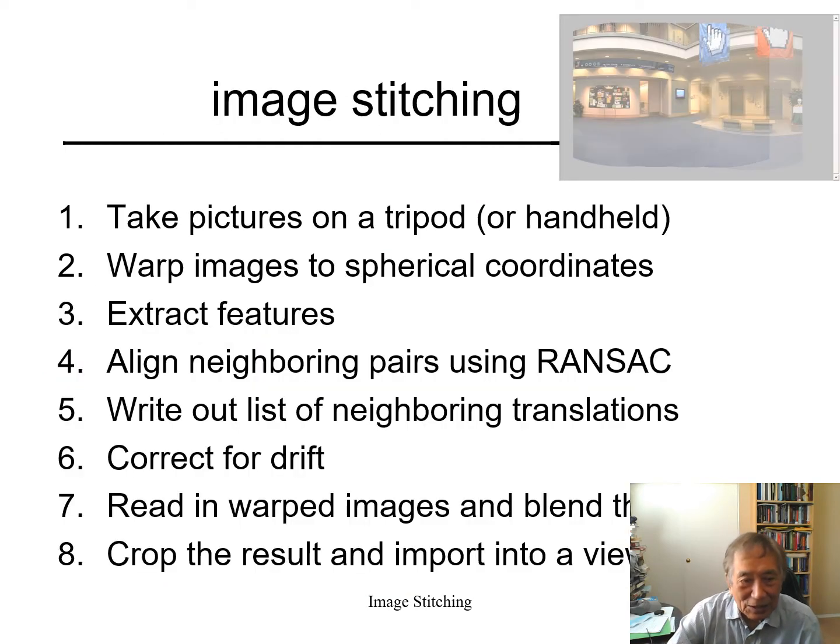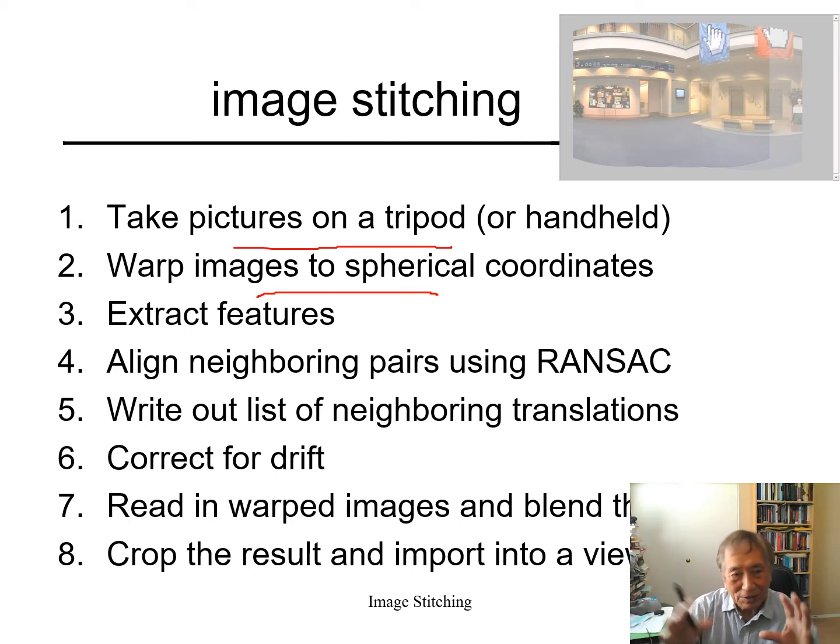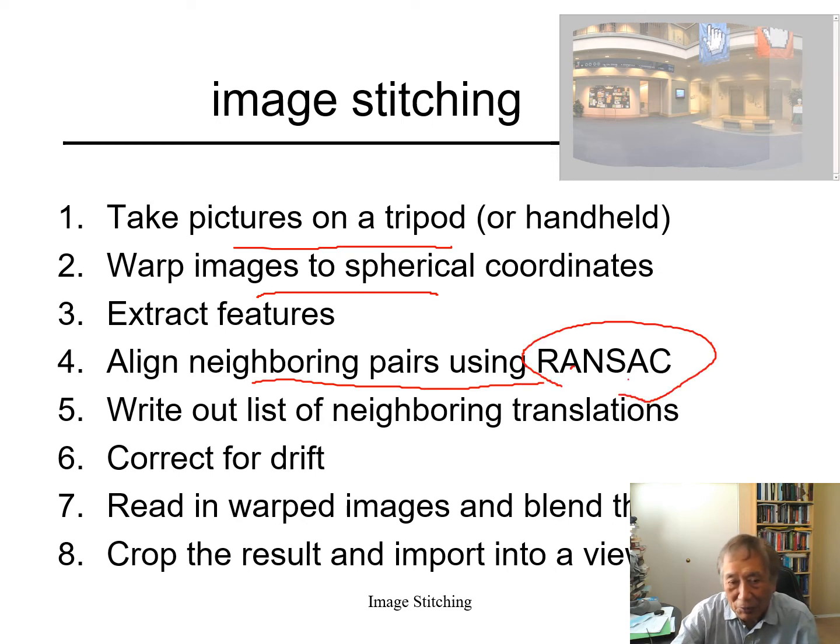So the image stitching order goes as: take pictures on a tripod or handheld, warp the images to spherical or cylindrical coordinates, extract the features, which are points, edges, and regions, and align neighboring pairs using RANSAC. Remember this, random sample consensus. Using those neighboring pairs, they say which ones correspond. We talked about RANSAC quite a bit, but it's a little hard to understand.